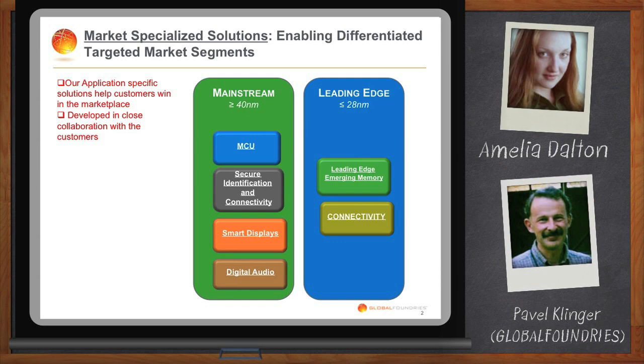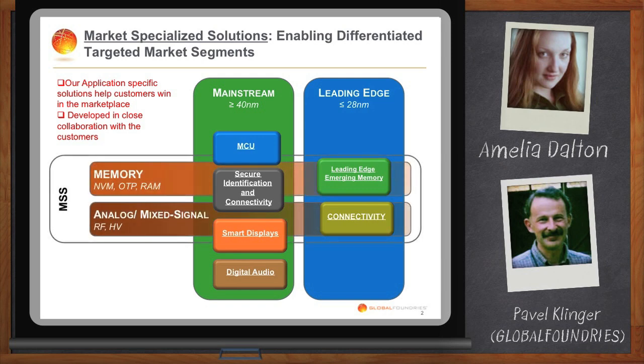We are designing technologies to serve different applications in different technology nodes. As you can see, in the mainstream technology nodes, 40 nanometer and above, we are helping our customers to address their requirements for the microcontroller products, for the secure identification and connectivity products, for the smart display products, and for digital audio products. And we're also focusing on the leading edge technologies, that is the 28 nanometers and below, where we're developing leading-edge emerging memories for our customers and the connectivity technologies for our customers.